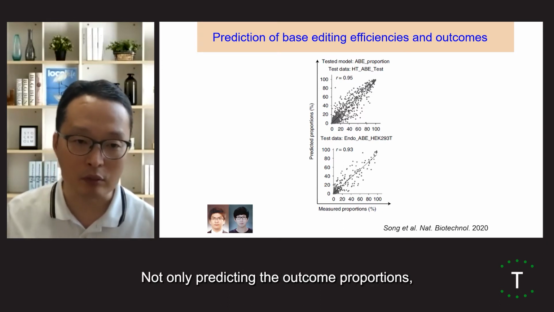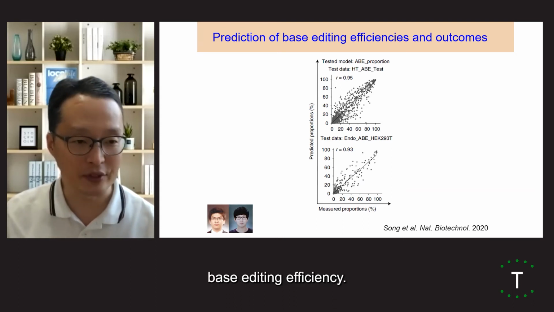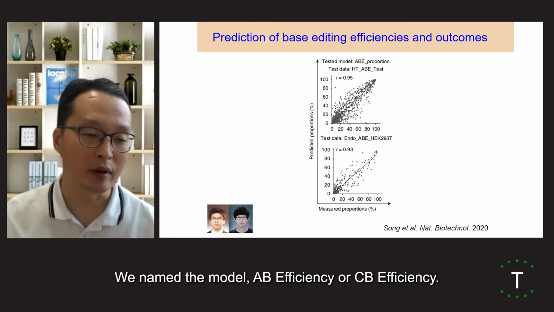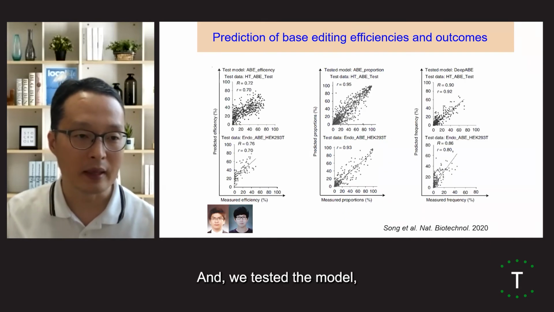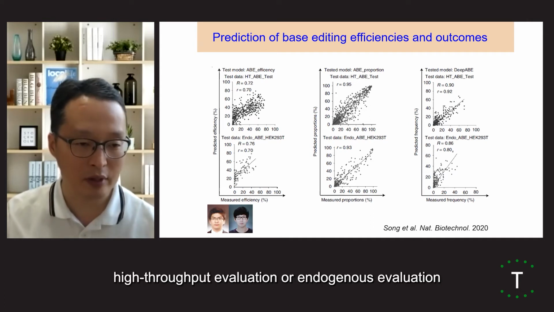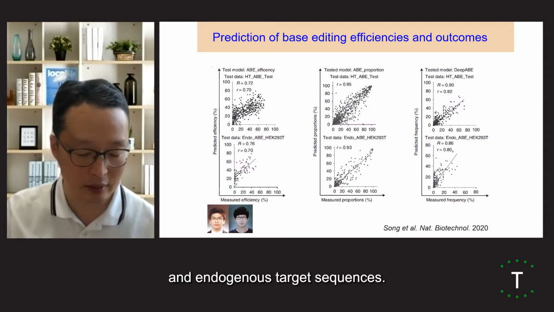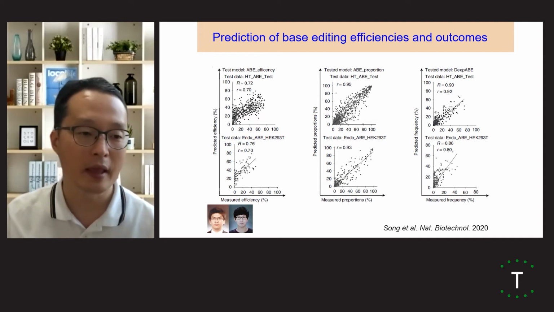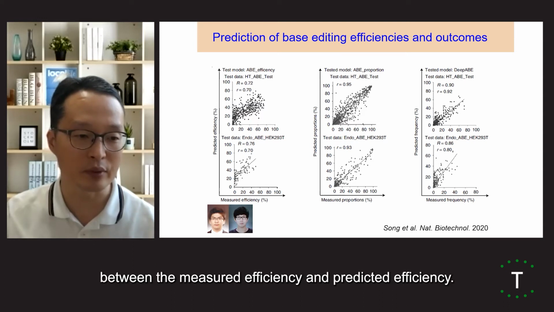Not only predicting the outcome proportions, we also predict base editing efficiency. And we named the model ABE efficiency, or CBE efficiency. And we test the model using test data generated from the library high-throughput evaluation or evaluation at endogenous target sequences. And in both tests, we observed a high correlation between the measured efficiency and predicted efficiency.